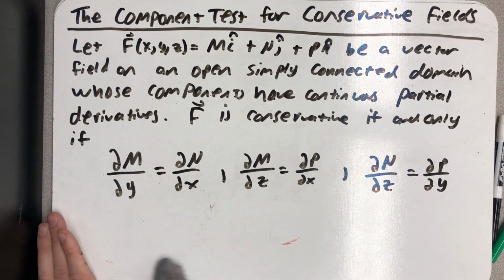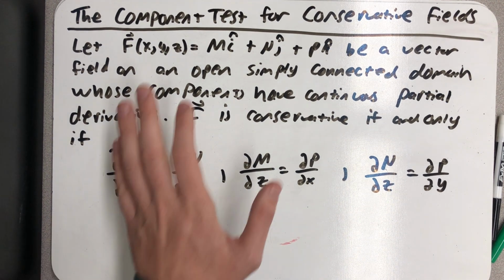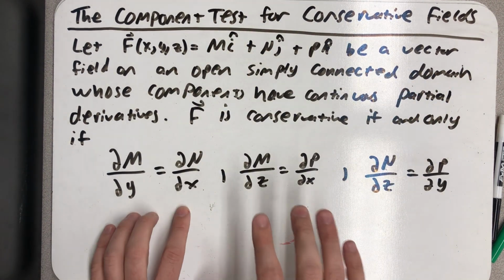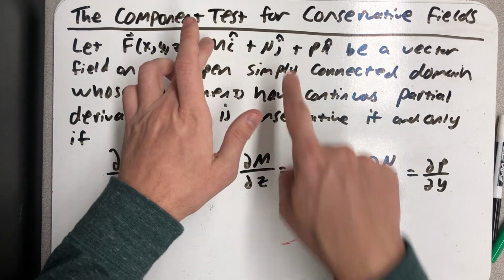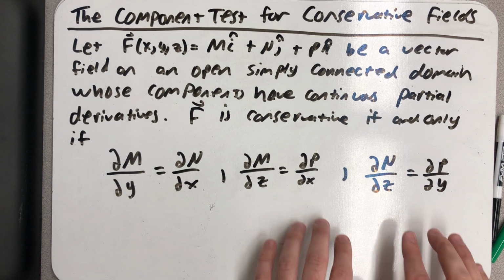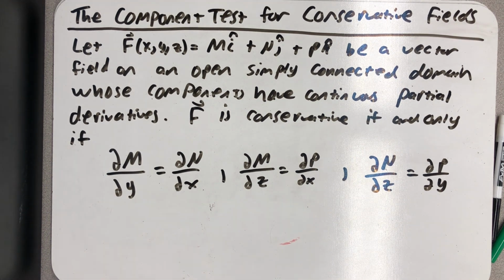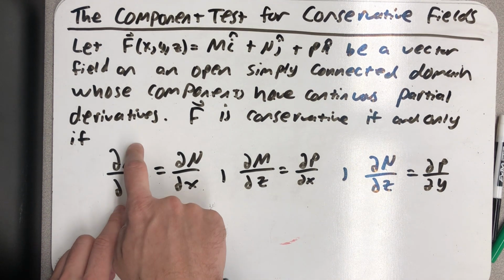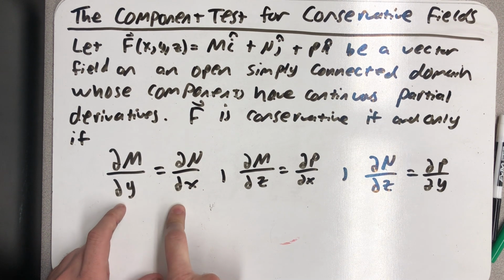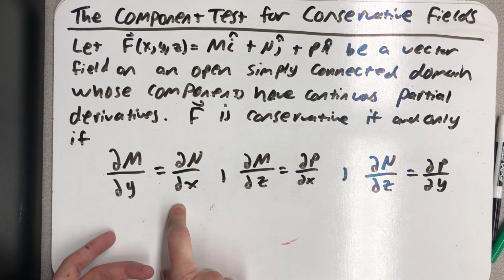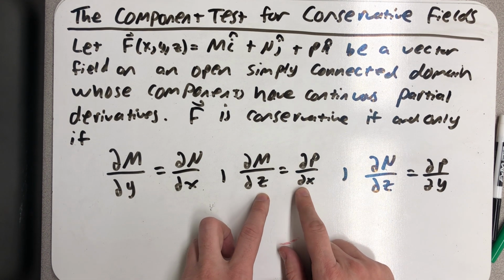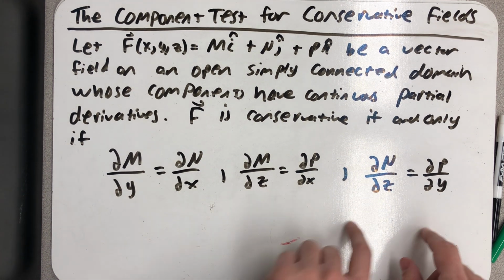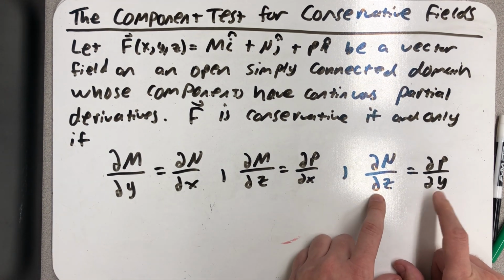Well, this test has 3 parts. So I have a vector field with components m, n, and p, and I compare the components. If I think about it, I'm comparing m and n, m and p, and then n and p, all 3 possibilities. And what I'm doing is comparing their partial derivatives. So the partial of m with respect to y has to be equal to the partial of n with respect to x. The partial of m with respect to z has to be equal to the partial of p with respect to x. And then finally, the partial of n with respect to z has to be equal to the partial of p with respect to y.